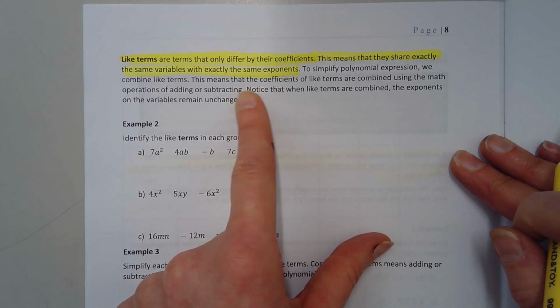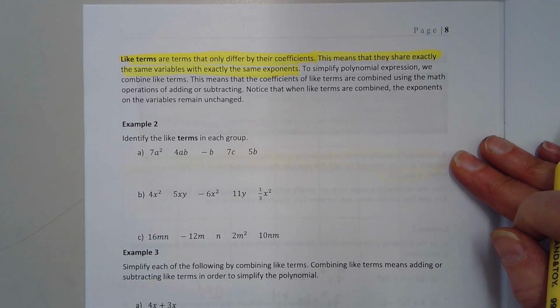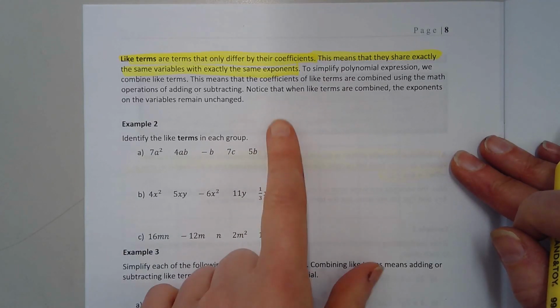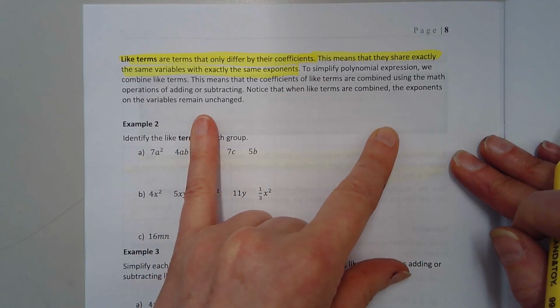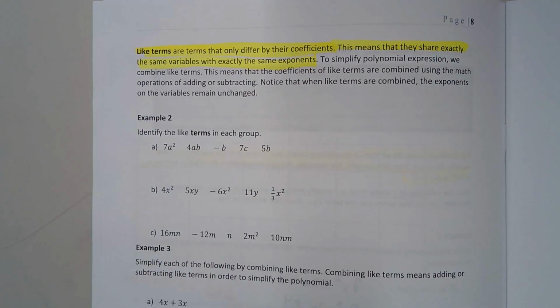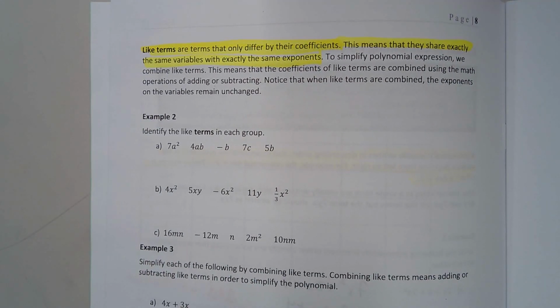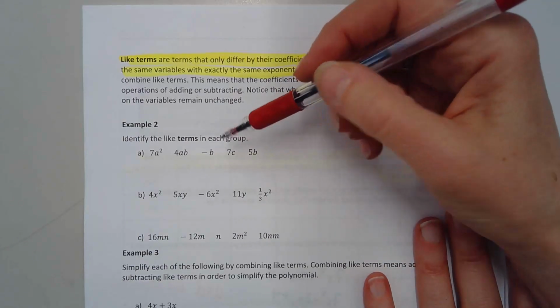What we do is we combine the coefficients like normal, like we did in arithmetic, and then the variables stay the same. So notice that when like terms are combined, the exponents and the variables remain unchanged. It's only the coefficients that change. So this is why we're really fussy about making sure your variables are written in alphabetical order so that you can easily identify the like terms.